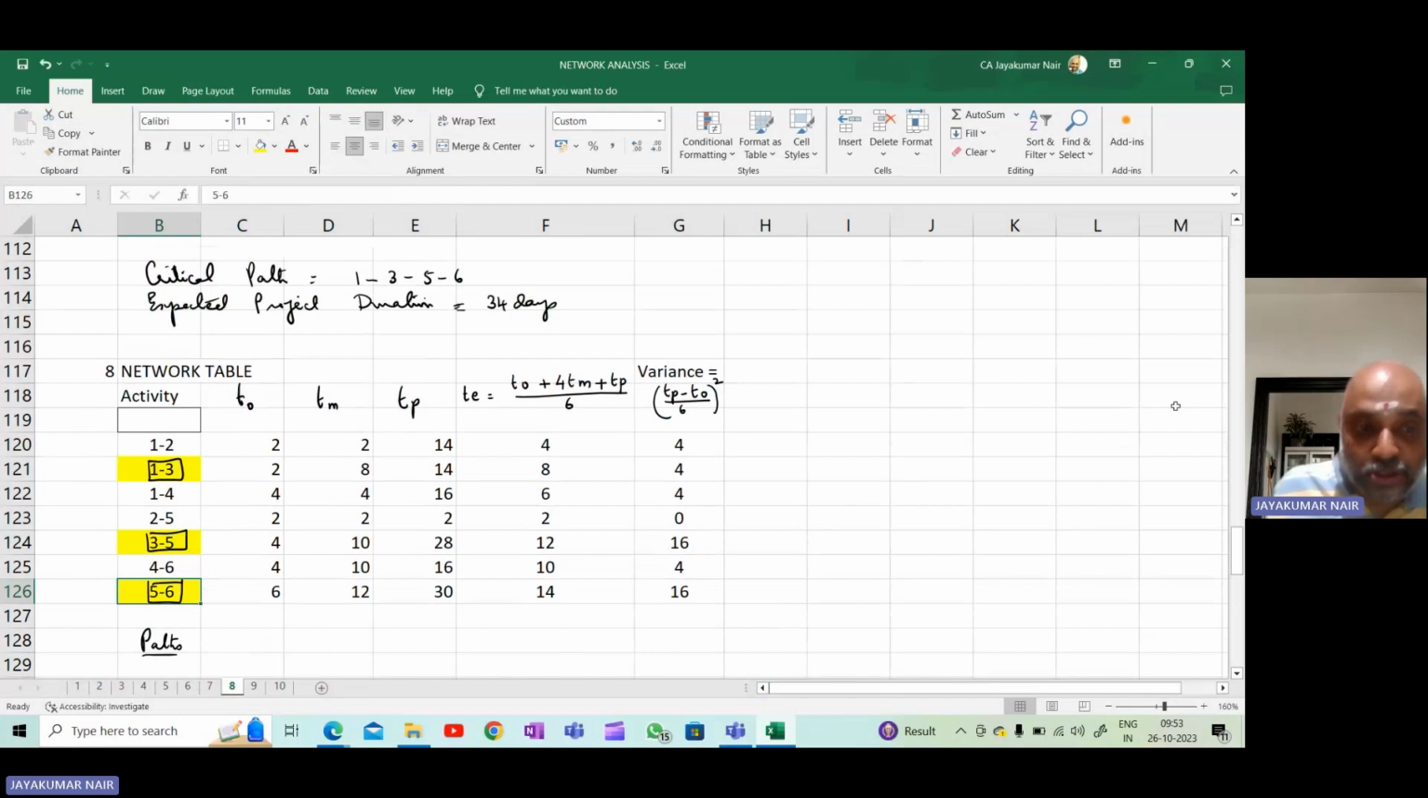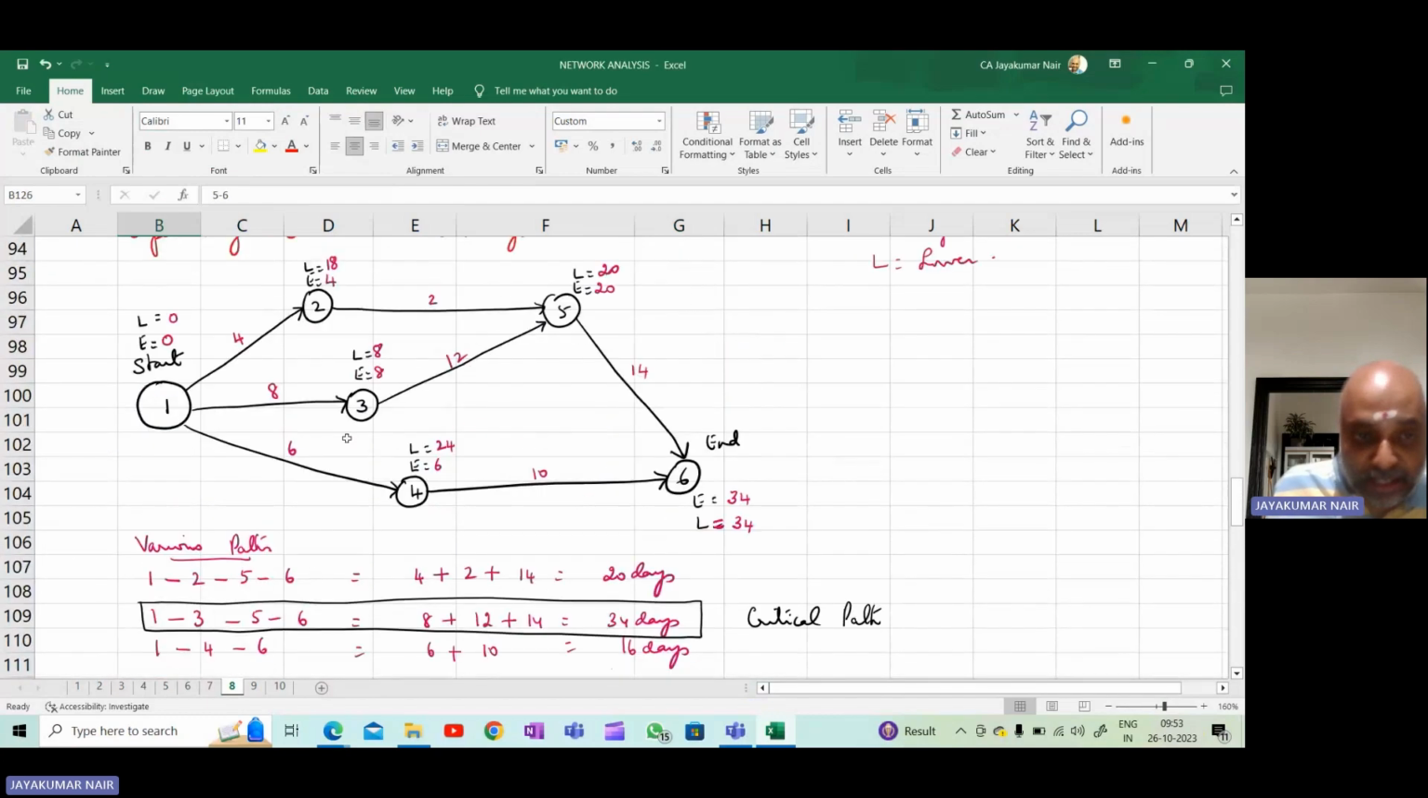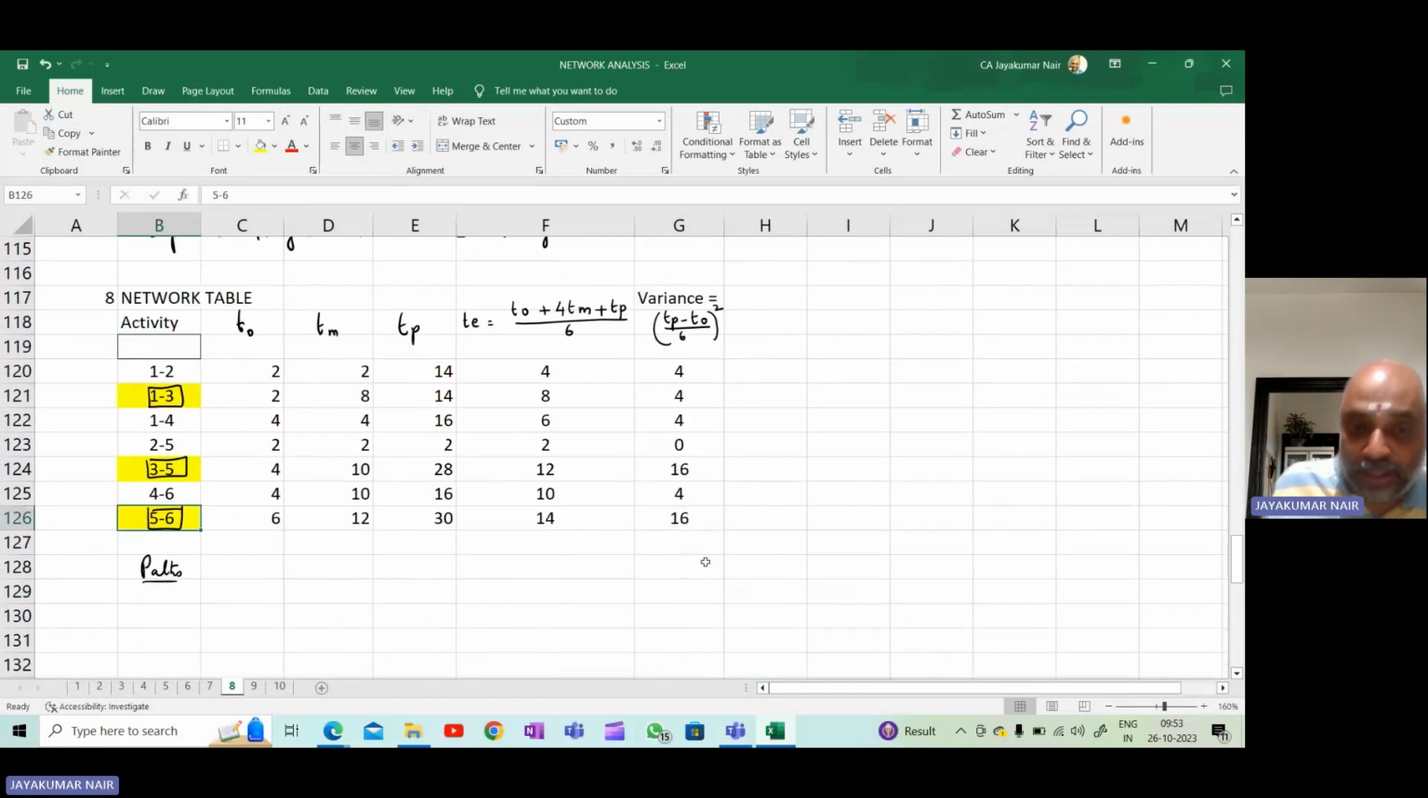That means you have to take up this particular activity. You cannot delay these activities, whatever the early start time, you have to start that particular activity at the given time. If you don't do that, you won't be able to complete the project within the expected duration, right? So we have identified the critical activities. Now see what are the variances of the critical activity. So these are the variances of the critical activity.